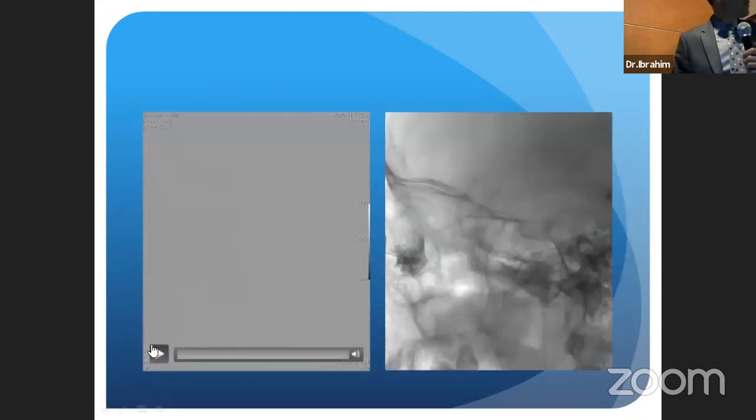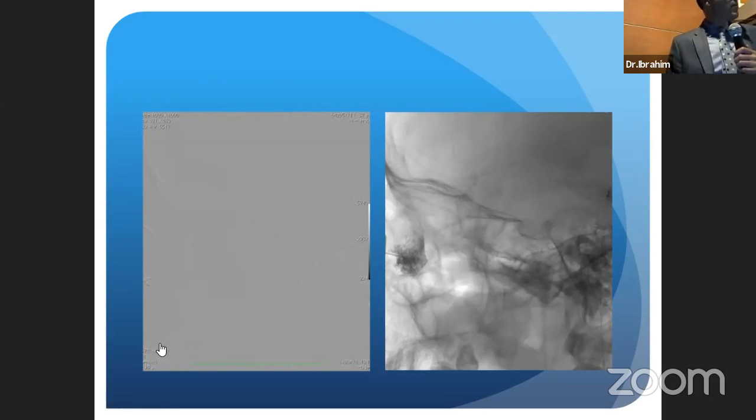If this works, you will see some of it. For some reason it's not available, but this would illustrate the injection of contrast inside the tumor. You see the blush here of the tumor. This is the needle inside the tumor.